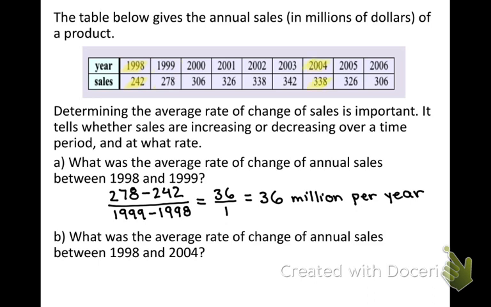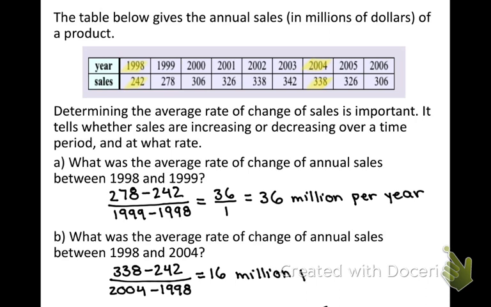So in 2004, there were 338 million sales. So we are going to have 338 minus 242 over 2004 minus 1998. This is going to give me 16 million per year. Okay, so when we subtract 338 minus 242, we get 96. And then 2004 minus 1998 gives us 6 years. And 96 over 6 gives us that 16 million per year. So again, this concept of average rate of change really should be very, very familiar to you.